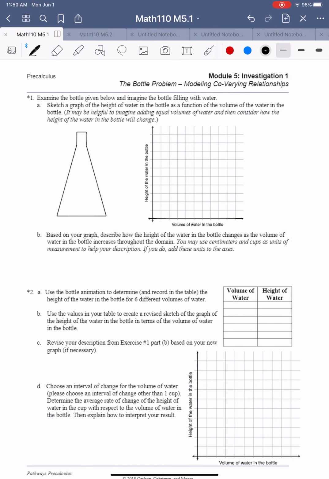Hello, this is Module 5 Investigation 1. We're talking about the bottle problem, so modeling covariant relationships. So number 1, examine the bottle given below in the image, the bottle filling with water. Sketch the graph of the height of the water in the bottle as a function of the volume of the water in the bottle.